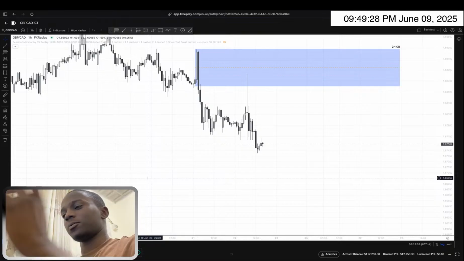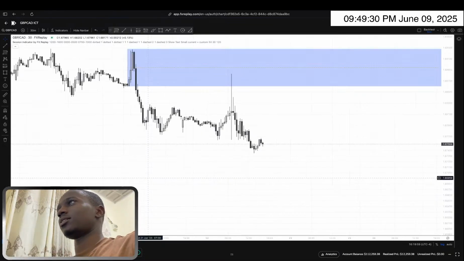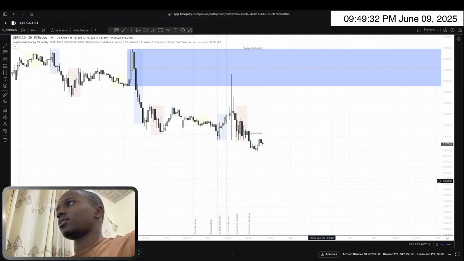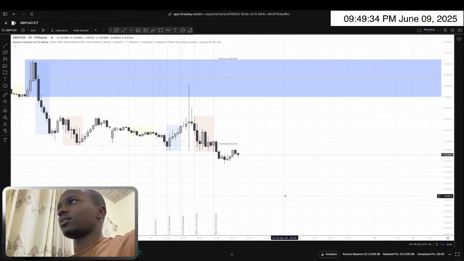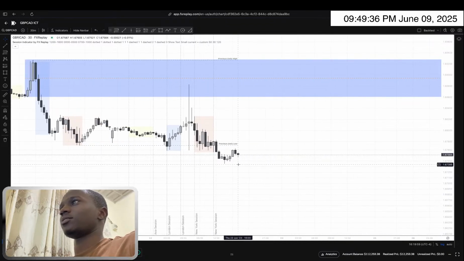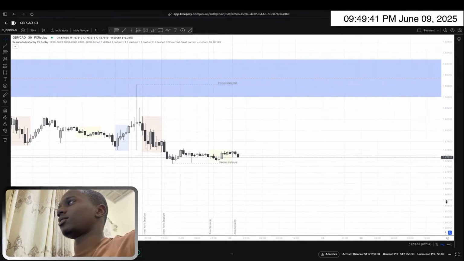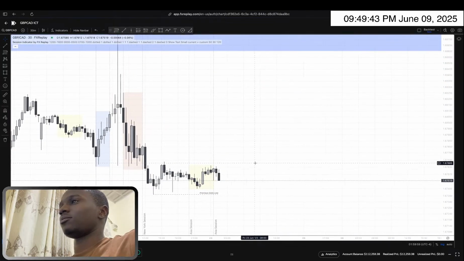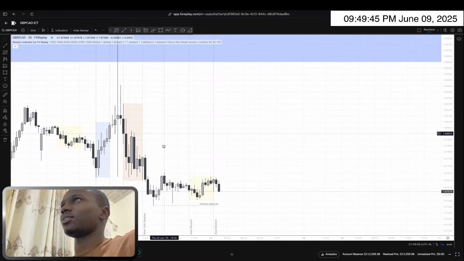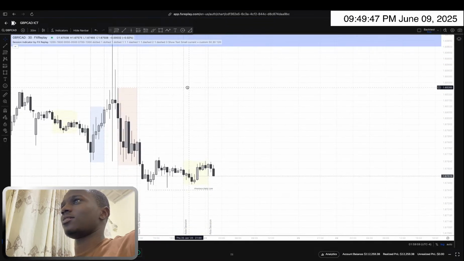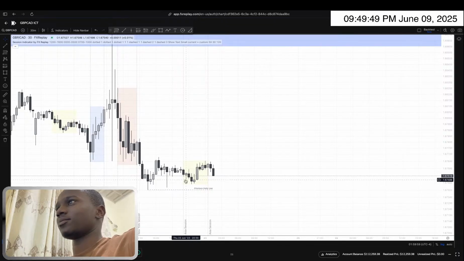Let's go down to the lower time frames, the 30-minute. You can see how the sessions are marking themselves. Let's go to the next day. That's what I want to see. On the next day, you can see that we have previous day low right here, previous day high right there, and you can see that Asian session created a range right there.